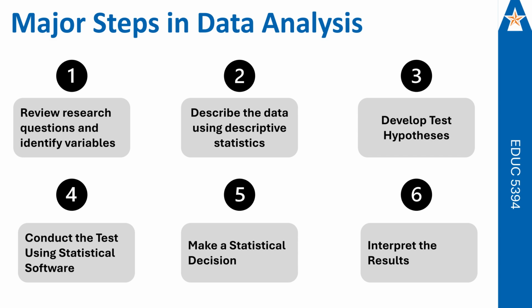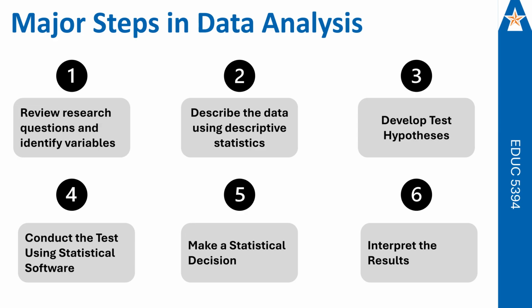Researchers begin by reviewing the research questions and identifying the key variables and their characteristics. They then use descriptive statistics to examine the sample, summarize the variables, and identify initial patterns in the data. Next, researchers develop statistical hypotheses and select an appropriate inferential test based on the research design and variable types. They conduct the analysis using statistical software and use the results to determine whether to reject or fail to reject the null hypothesis. Finally, researchers interpret the findings in relation to the research questions and study context.